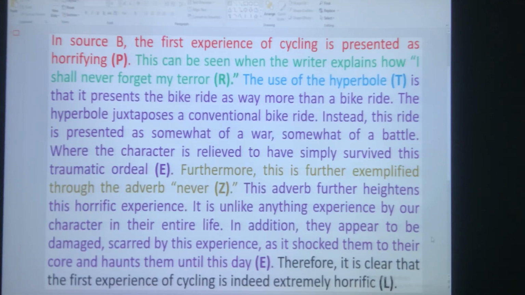Now let's recap my paragraph. In source B, the first experience of cycling is presented as horrifying. This can be seen when the writer explains how I shall never forget my terror. The use of hyperbole, I go describe the PRT, rush, rush, rush.